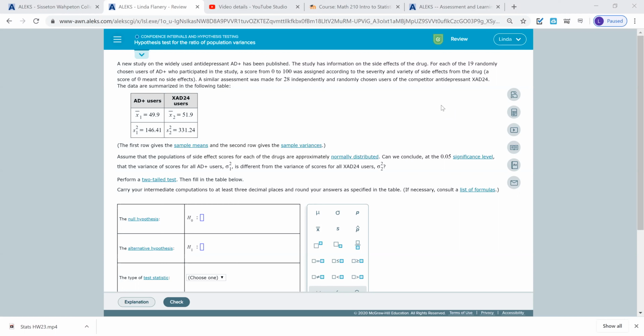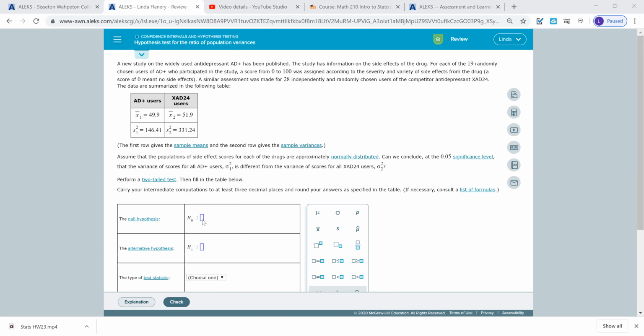So we've got our data there, and it says the first row gives the sample means, the second row gives the sample variances. Assume that the populations of side effects scores for each of the drugs are approximately normally distributed. Can we conclude at the 0.05 significance level that the variance of scores for all AD+ users is different from the variance of scores for all XAD24 users? So we are going to do a two-tailed test here.